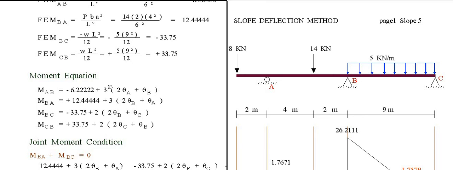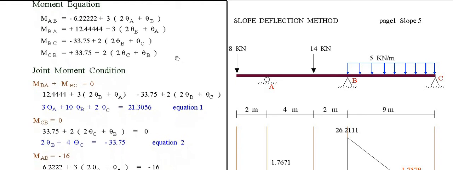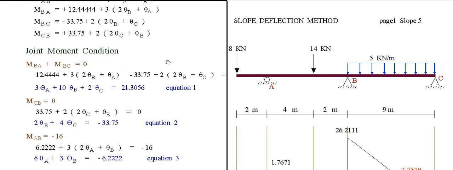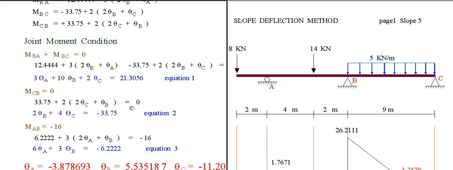Okay, we finish now the third heading. Then the joint condition: moment BA plus moment BC is equal to 0. Okay, I will explain this. The moment at B is usually at the support negative. Okay, negative. We have one value of the moment at point B.